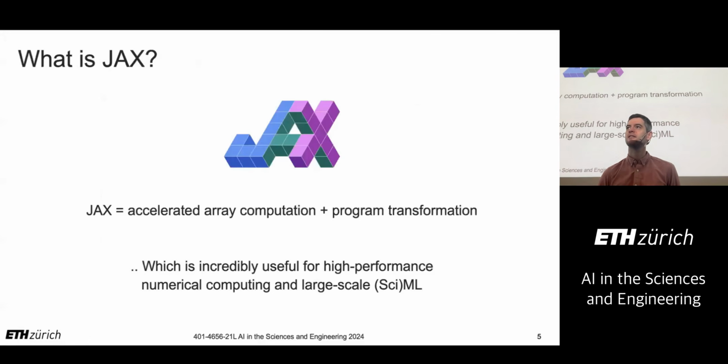So what is JAX? I already said JAX is a Python library, and it simply does two things. One is accelerated array computation. So JAX is extremely fast at array computation, basic linear algebra computations. And it allows you to do that not only on the CPU, but also on the GPU, and fully exploit the parallelism of our modern GPU devices.